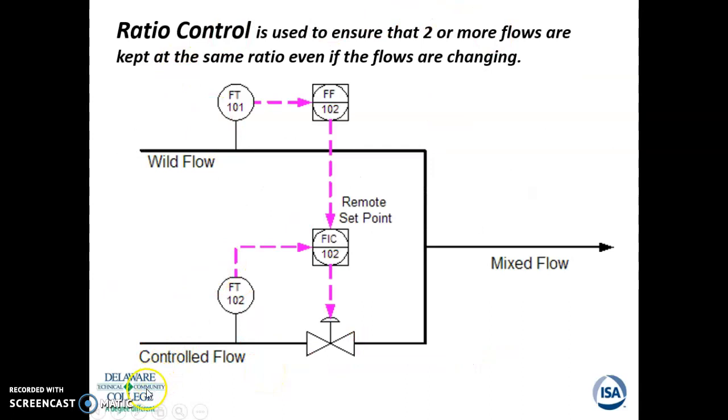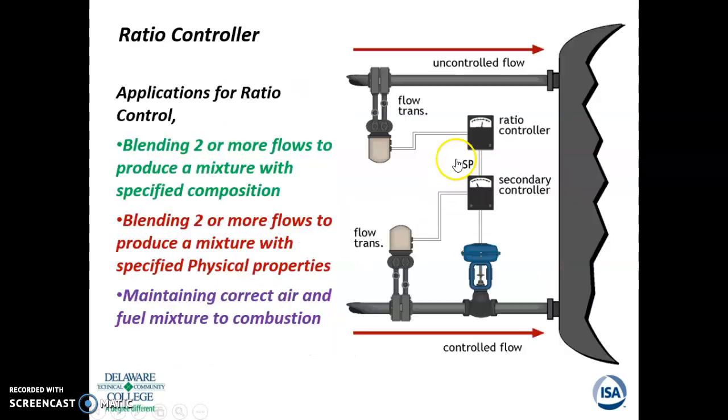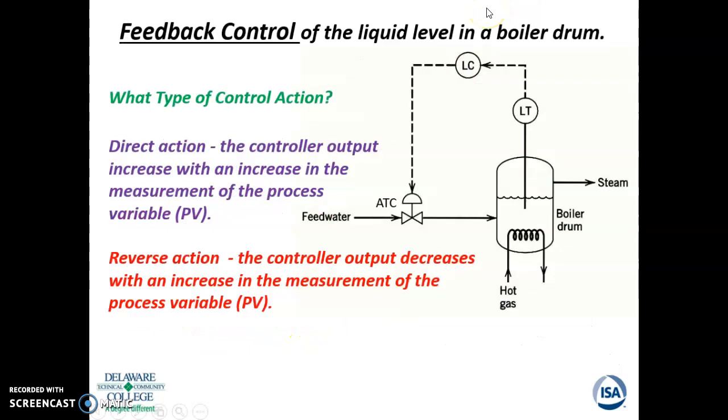Okay, ratio control is used to ensure two flows are kept at the same ratio. So you may just feed one based on the other one. It could be a 1-to-1, you need them to be exactly the same, or maybe you feed one in FT101 and FT102 goes in at half the rate, or it could be double. The ratio controllers are blending two or more flows to make a specified composition, also for physical properties and so on, maintaining correct air and fuel mixture. You'll see ratio controllers definitely in furnaces as well.